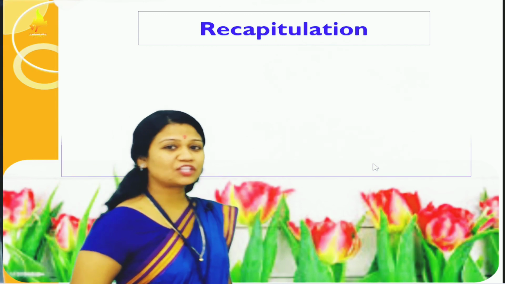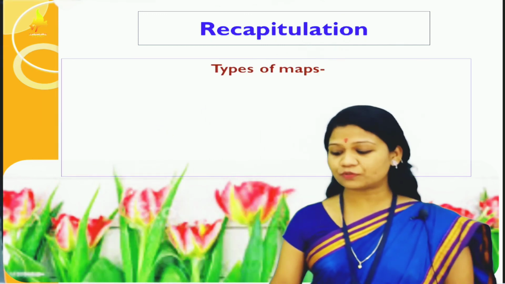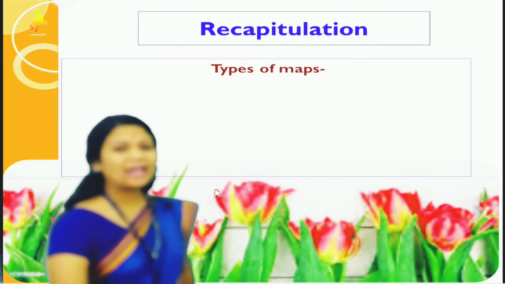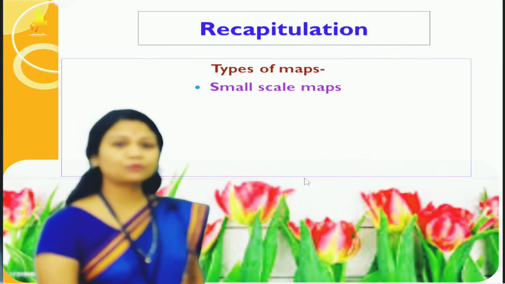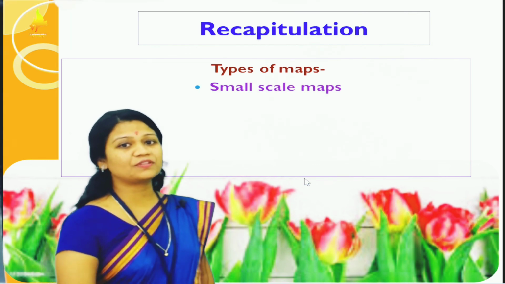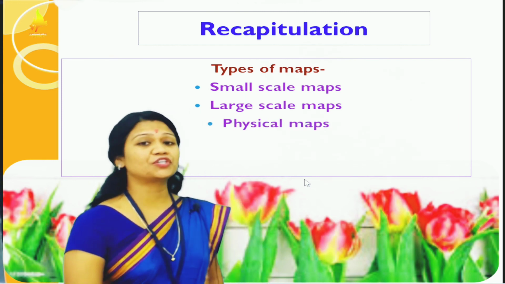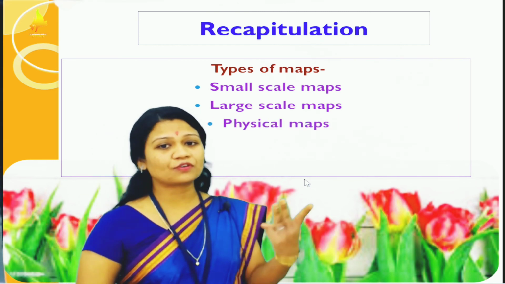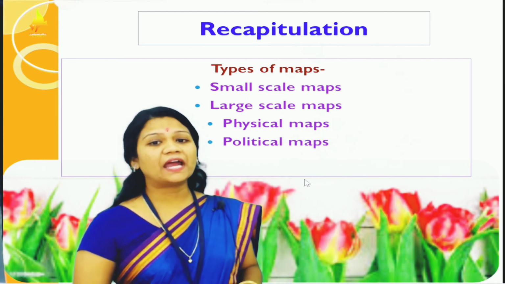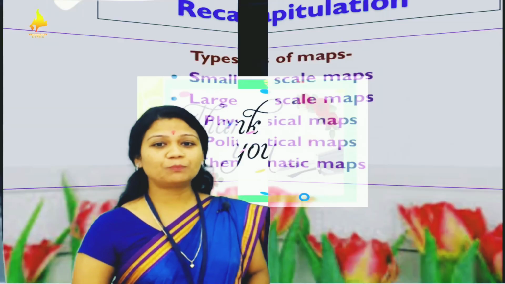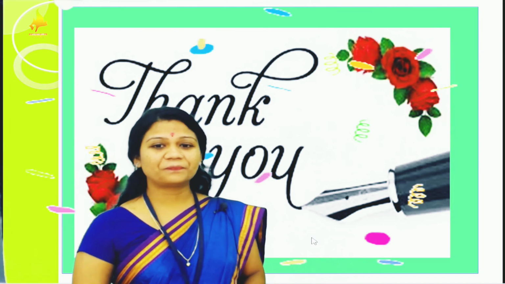Dear students, in this session we have discussed the different types of maps according to the scale and according to the function. According to the scale, we have discussed two types of maps, small scale map and large scale map, and according to the function, we have discussed three types of maps: physical map, political map, and thematic map. Remaining points we will see after.